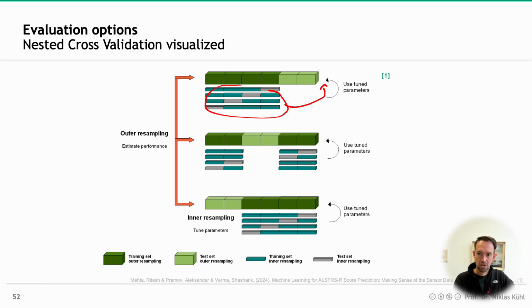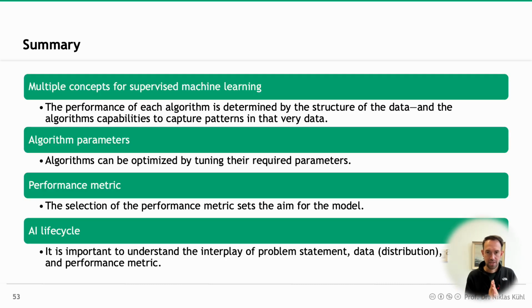Okay, nice. So let me shortly summarize what we learned today. First of all, there are multiple concepts for supervised machine learning, and the performance of each of the algorithms is determined by a lot of things, right? By the structure of the data, the capabilities of the algorithm, and how well it can capture the data. Things like the logic, is it a linear or non-linear relationship, things like that. Second, all of these algorithms can be optimized by tuning their parameters, which we just talked about.